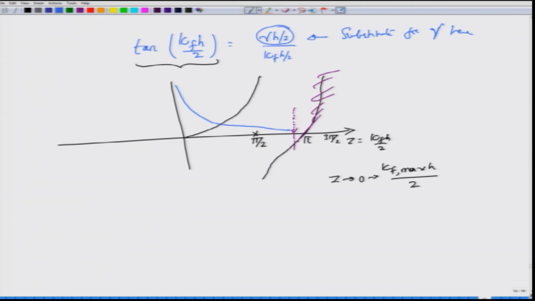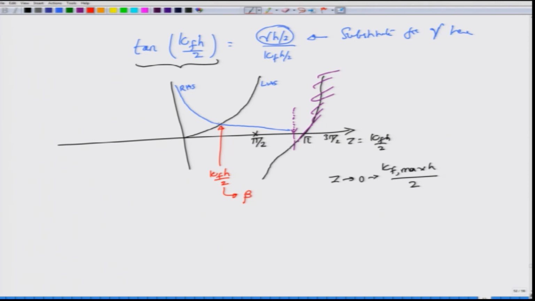Of course, the rate at which this falls depends on what values of n1, n2 and lambda that you have taken, but no matter what it is, it starts at infinity and then goes down to 0. It is clear that the right hand side and the left hand side have to cross at a particular point, and this crossing point is the solution, the corresponding value of kappa f h by 2, from which you can easily find out what is the propagation constant beta.